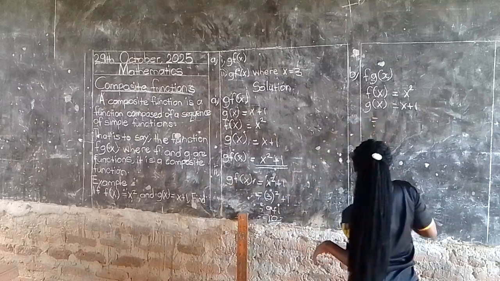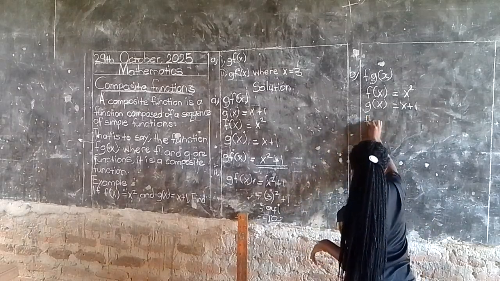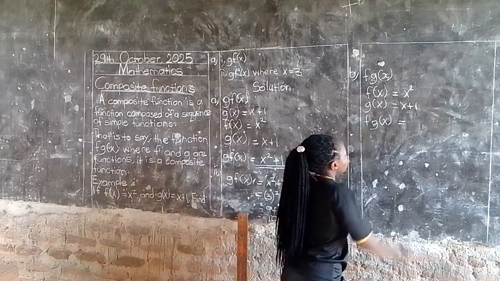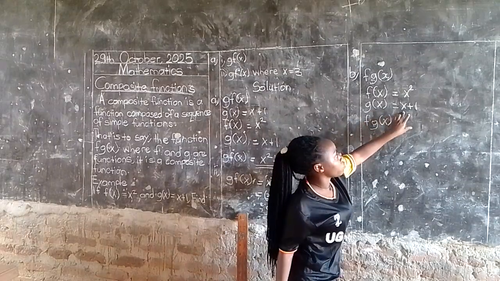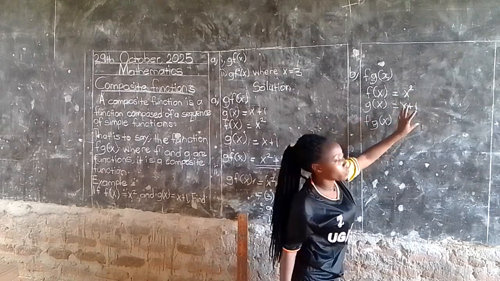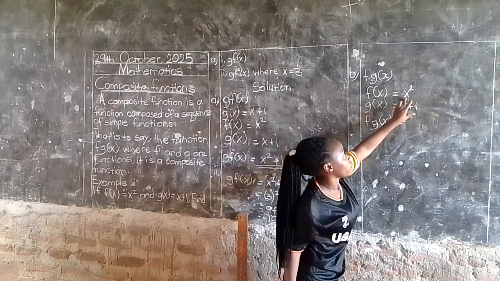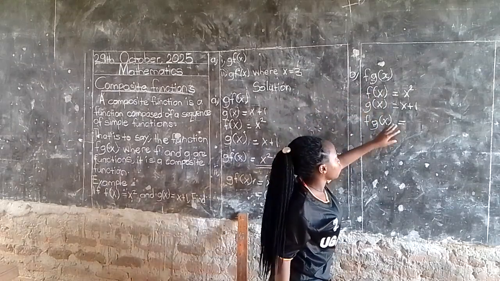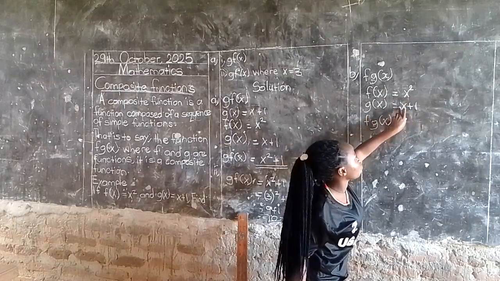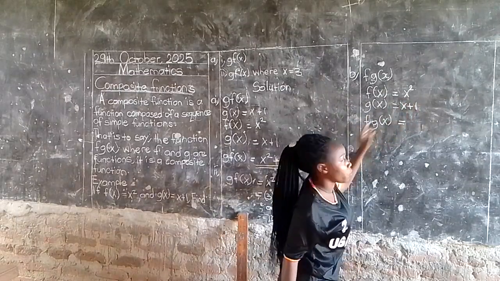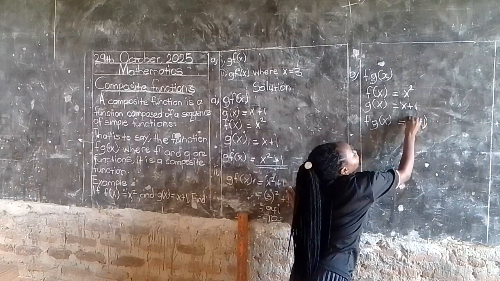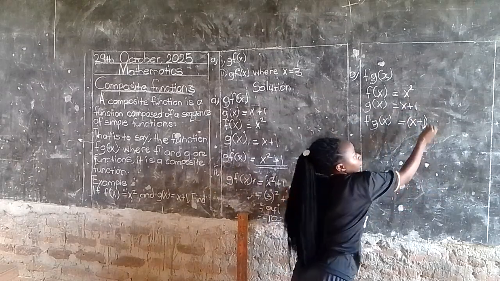So we say that our fg of x is equal to, remember this, our g of x is equal to x plus 1. Now our f of x is equal to x squared. So we are going to get this equation and substitute it where there is x in f of x. So we have x plus 1, but squared, because this x was also squared.